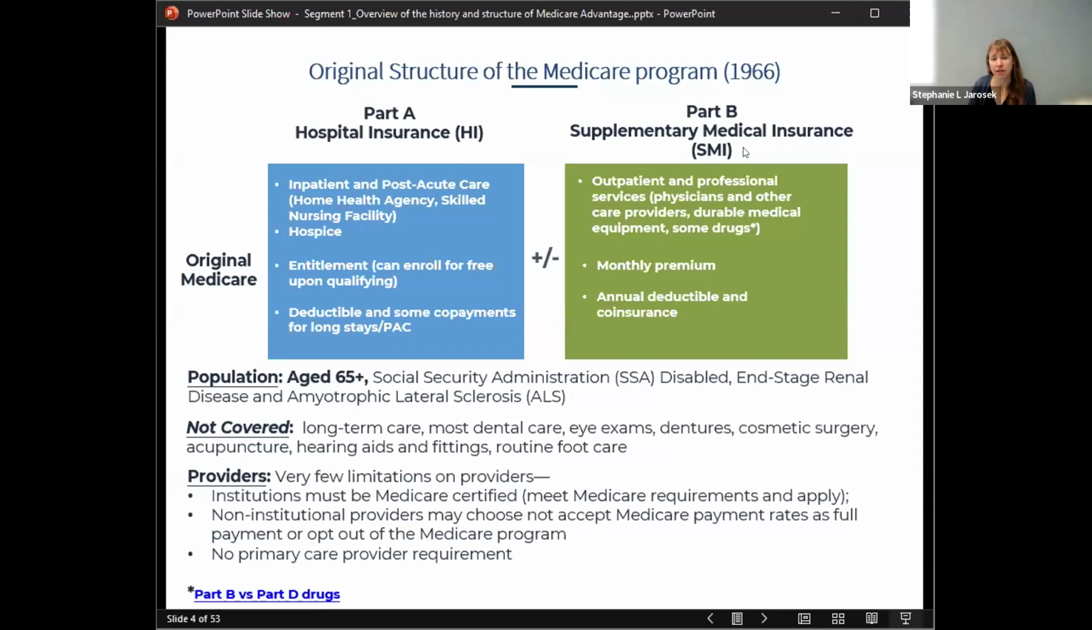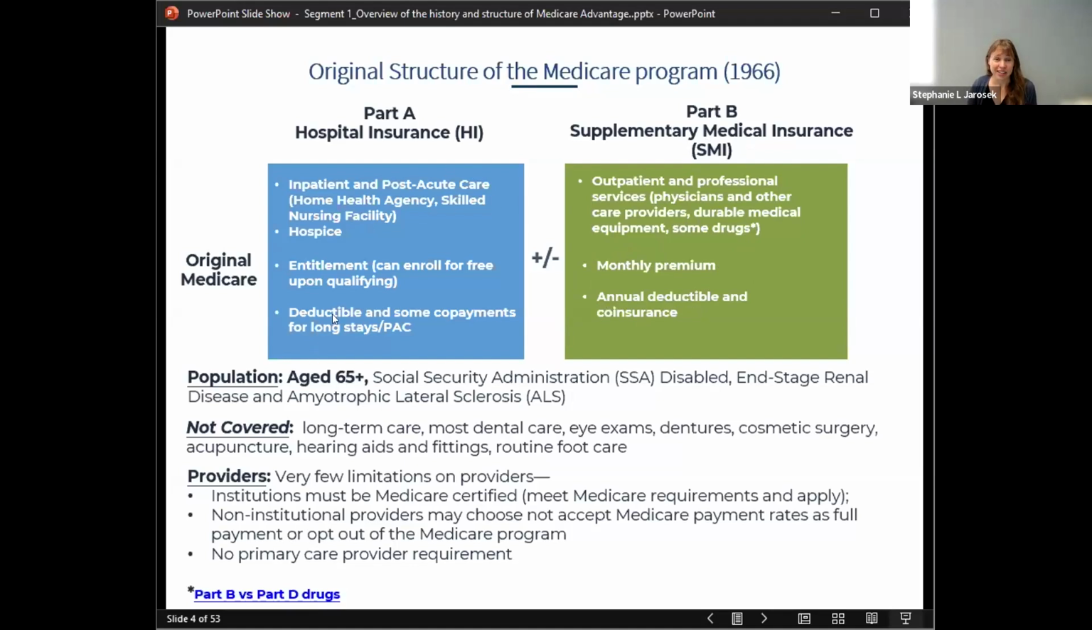The supplementary medical insurance is instead not an entitlement. There is a monthly premium. You have to sign up for it. It also has an annual deductible and co-insurance, and that will cover your physician services, any outpatient services that you get, durable medical equipment. Some drugs are available in Part B. So things that you might infuse in a doctor's office, for example, would be a Part B covered service. But not something that you pick up from an outpatient pharmacy.